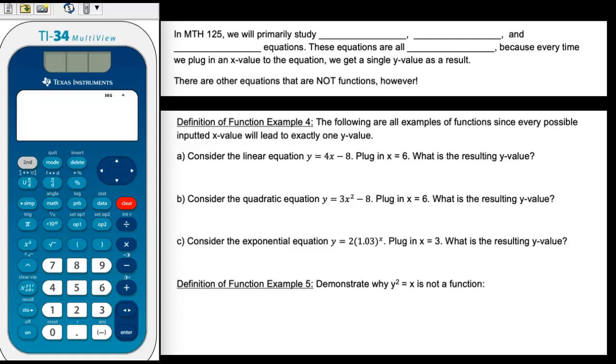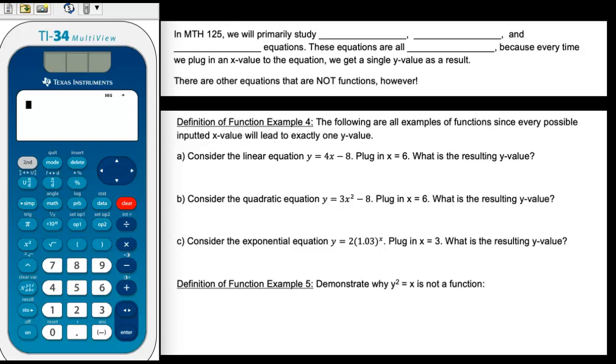In the last video, we talked about functions and the definition of a function, and we primarily looked at different relations, so lists of ordered pairs. In this video, we're going to continue with exploring the idea of a function, but we're going to look at some equations and examine whether or not these equations would be functions or not.